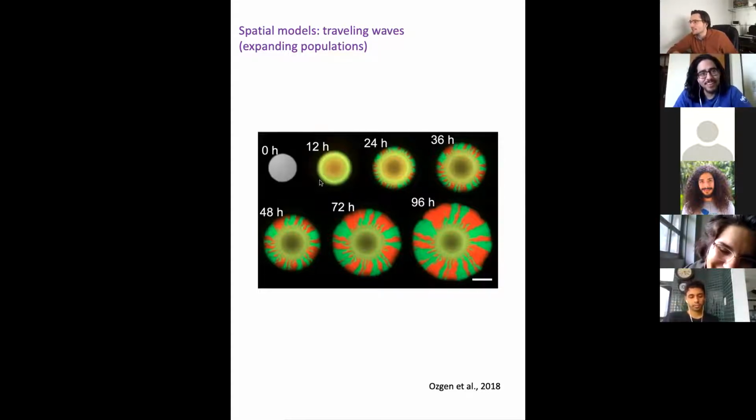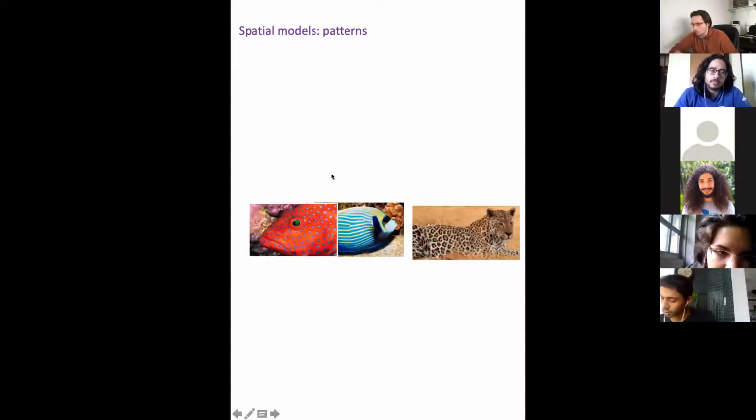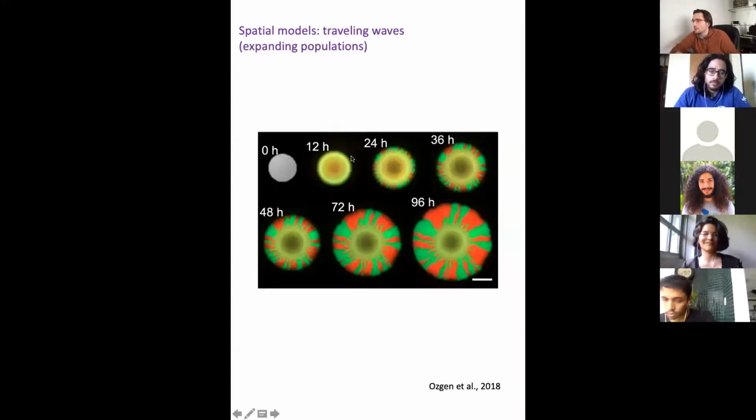So what they see is that in the very beginning of the experiment, you can see this plot here for 12 hours, the green and red are kind of well mixed. Everything is there in the initial drop. You put a drop, and this line I think is 2 millimeters, so you can get an idea of how small these experiments are. Initially in the microscope, the fluorescence you see is basically green and red, and that leads to this yellow. But then as time goes by, these cells start reproducing, especially the ones in the border, which are the ones that have space to grow.